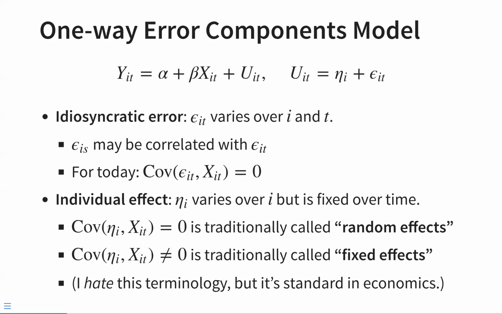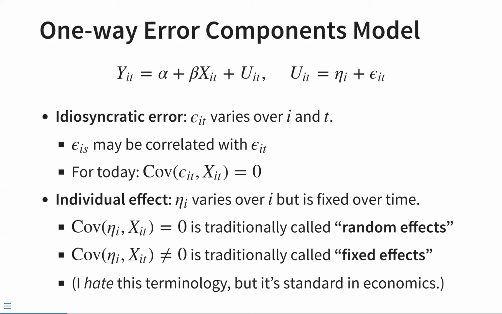All right, so let's introduce the simple one-way error components model. So I'm going to take that error term uit from the previous slide, and I'm going to decompose it into two pieces. The first piece is eta i, and the second piece is epsilon it. Epsilon it is what I'll call the idiosyncratic error. This varies over i and t. And epsilon it could be correlated with epsilon is. So in different time periods, these things could actually be correlated with each other for the same i.